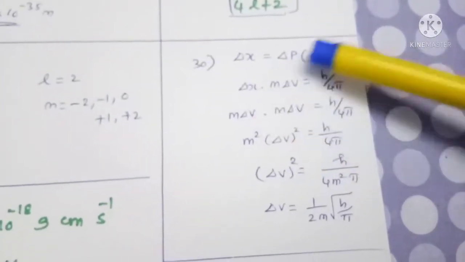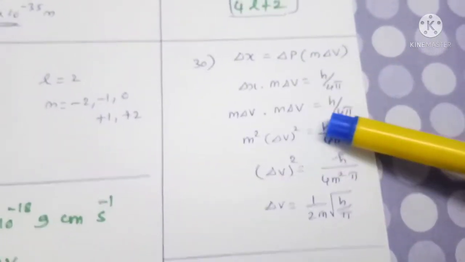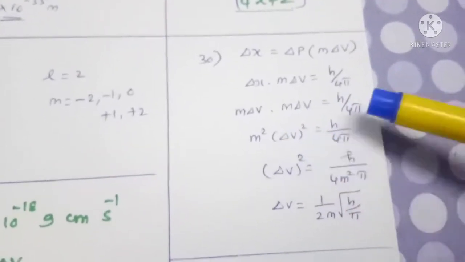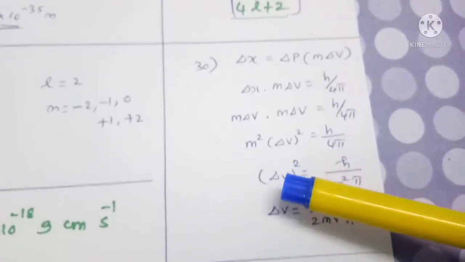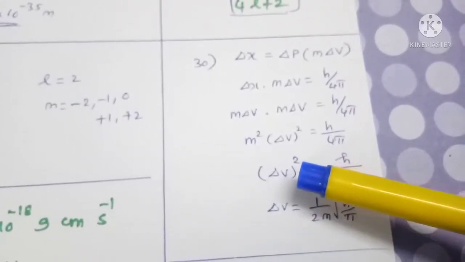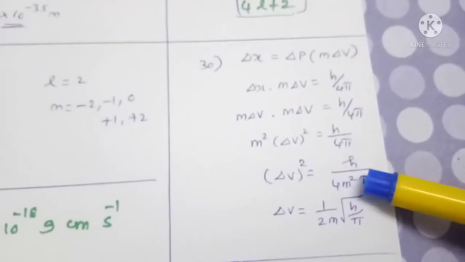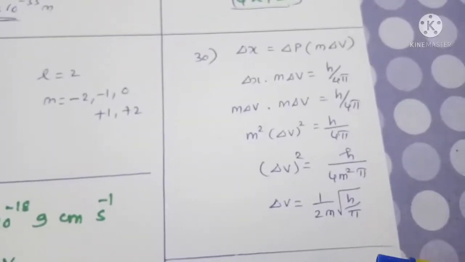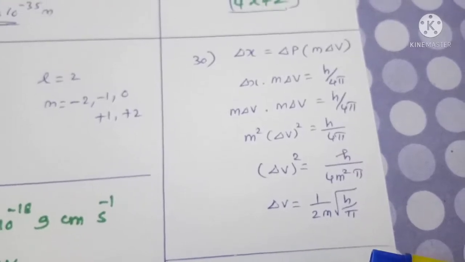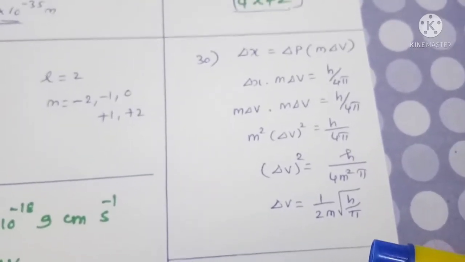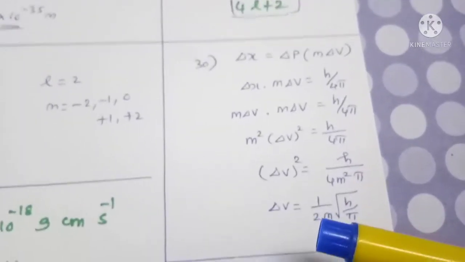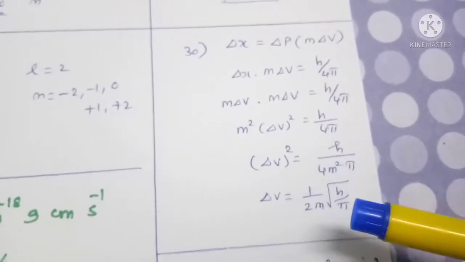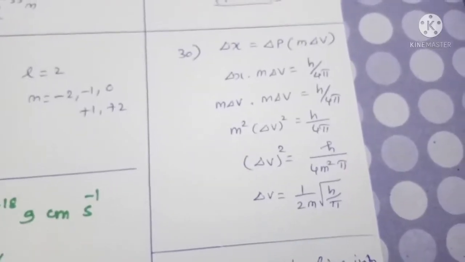So in the place of delta x I am going to substitute m delta v. So this is nothing but m square into delta v the whole square is equal to h by 4 pi. I keep delta v square alone on the left side. So m square goes to the right denominator, isn't it? So delta v the whole square equal to h divided by 4 m square pi. Now you want delta v, so you have to take square root on the right side. So therefore delta v equal to 1 by 2m into square root of h divided by pi. Okay, so that is the answer.